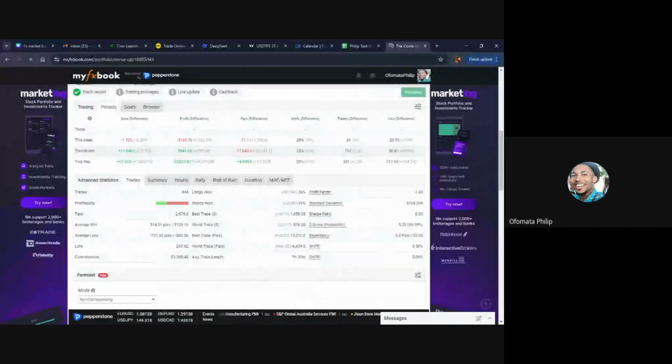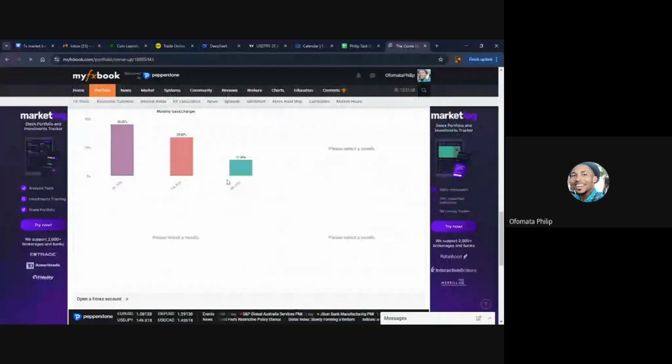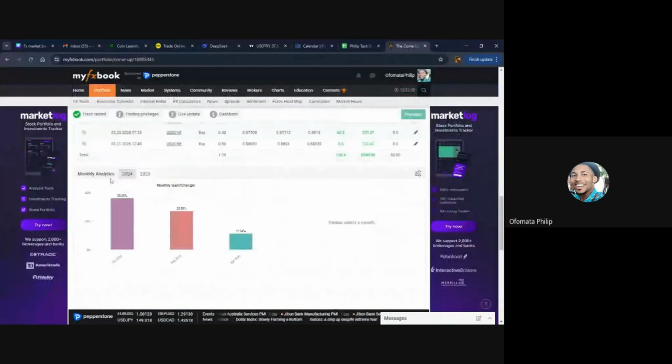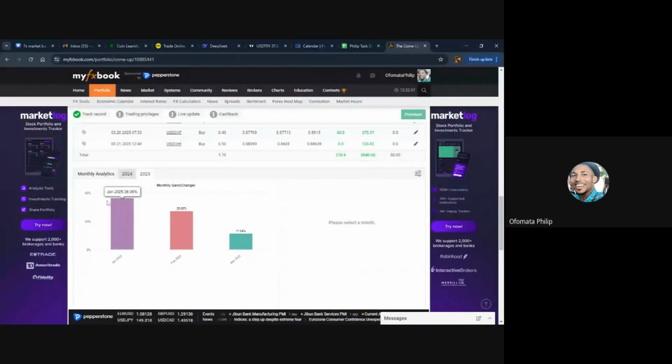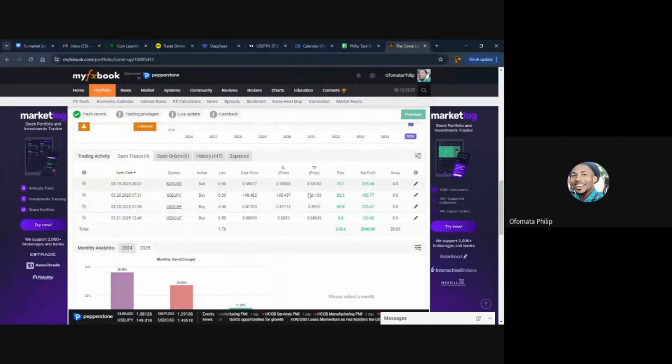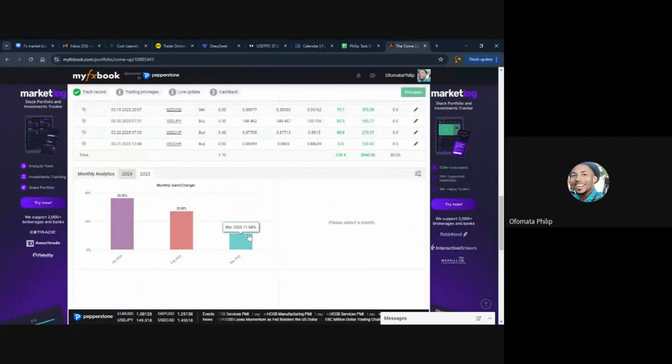All right, so if I should go into this over here, right, you'd see these are my monthly return on investment for this year. This is January, this is February, and this is March. All right, and I did a 36%, 26% in February, and I'm currently 11% up, and I still have some open orders that I have not closed, about $900 on the same account, and that is why I'm still at 11%.